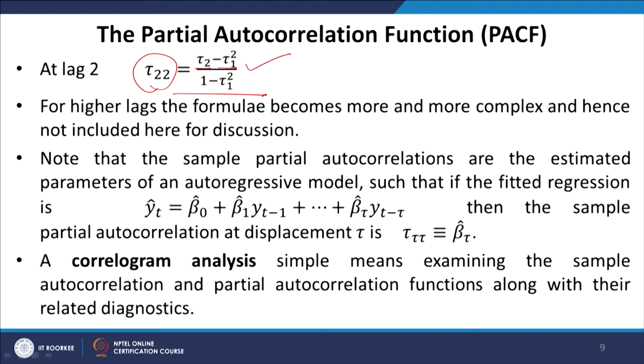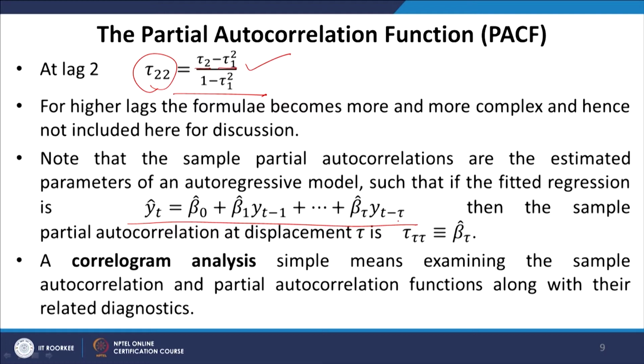Note that the sample partial autocorrelations are the estimated parameters of an autoregressive model, such that if the fitted regression is yt hat equals beta naught hat plus beta 1 hat yt minus 1 plus up to beta tau hat yt minus tau, then the sample partial autocorrelation at displacement tau is tau tau equals beta tau hat.